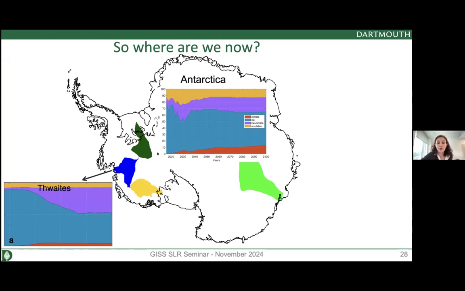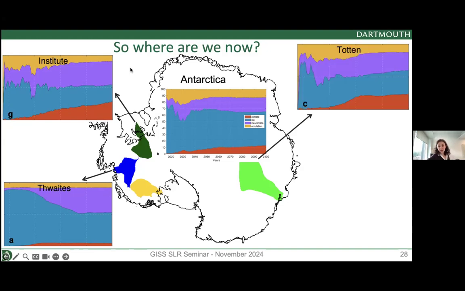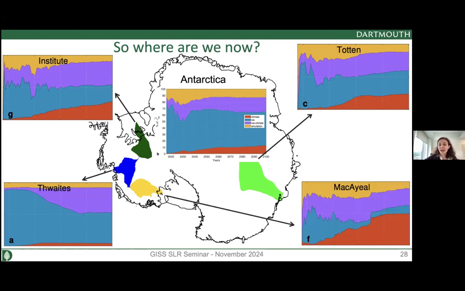And then as time goes, the role of ice and climate interaction, so ocean and ocean feedback, becomes more and more important to reach about half of the uncertainty. If you look at Institute Glacier, the story is quite different, with the role of climate increasing drastically over time to reach about 1/3, and 1/3 for the ice model, 1/3 for ice climate interaction. If we look at Totten Glacier, the story is about the same, with maybe equal uncertainty from these three sources. And then a really interesting case is Mackay ice stream.